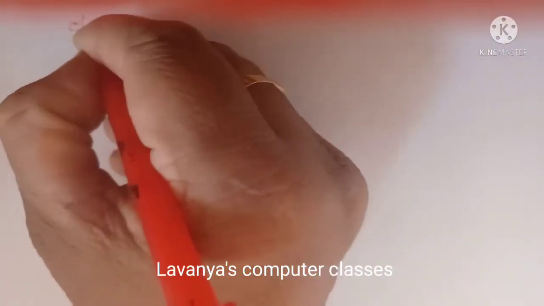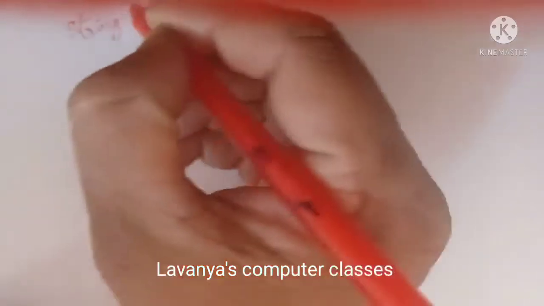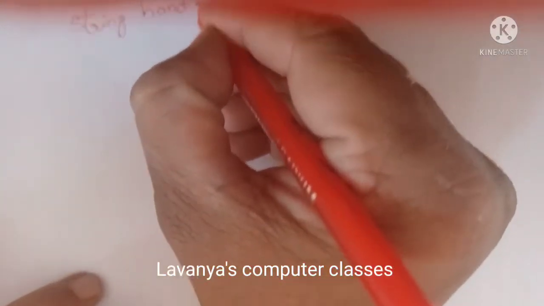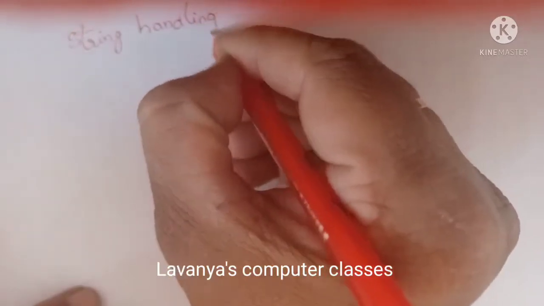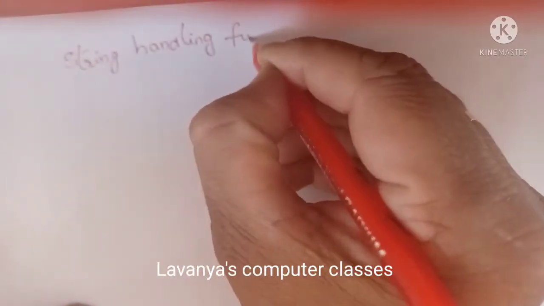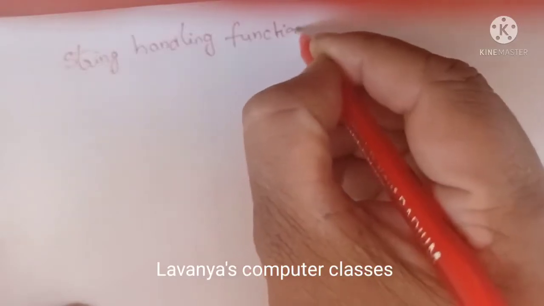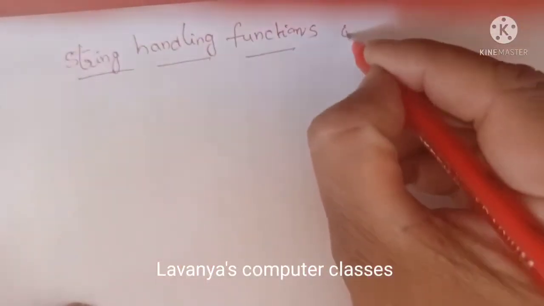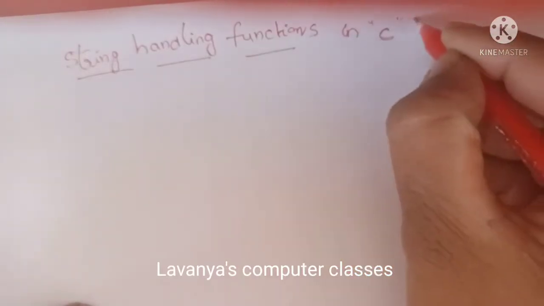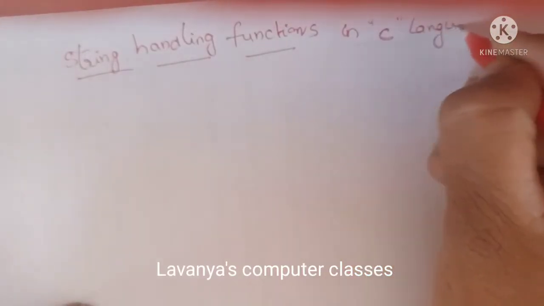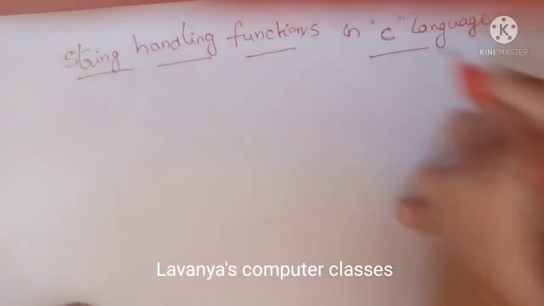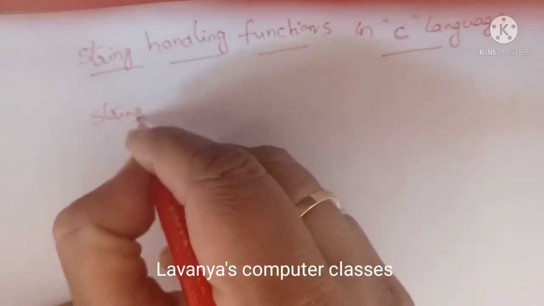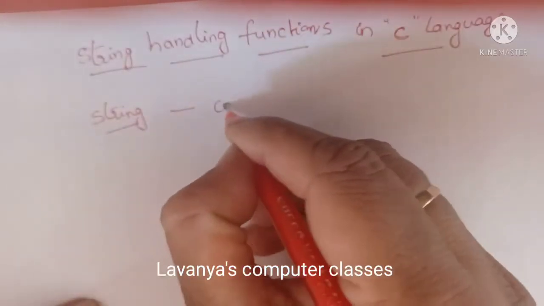In this video, I will explain string handling functions in C language. So what is a string? What type of operations are performed on the string? Those are called string functions. A string is a collection of characters, a group of characters. If you are performing any functions or operations on those characters, those are called string handling functions. How you can handle strings is called string handling functions.